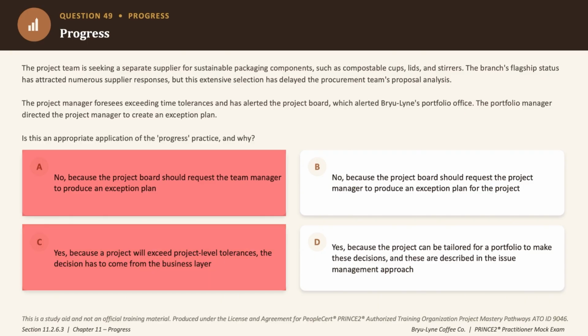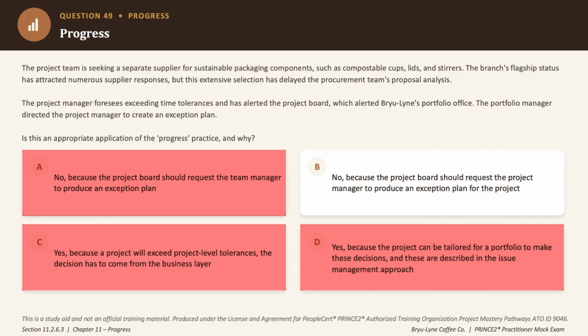Option D says yes, claiming the portfolio can be tailored into the issue management approach to direct decisions like this, but that's not how authority works in a typical PRINCE2 project. So eliminated as well. Now option B says no, the project board, not the portfolio office, should request the project manager to produce the exception plan.